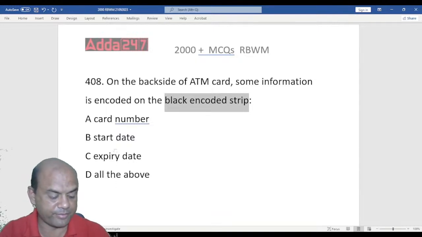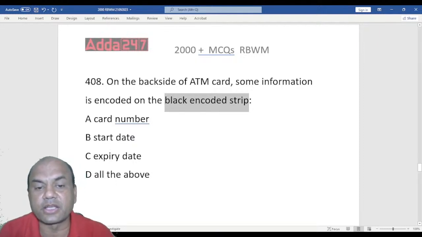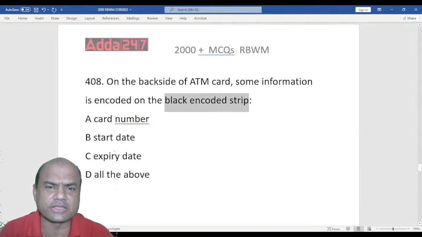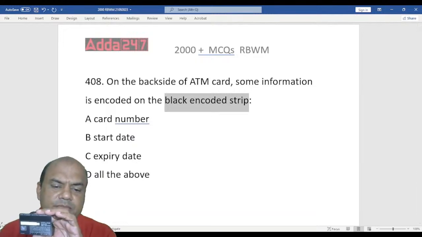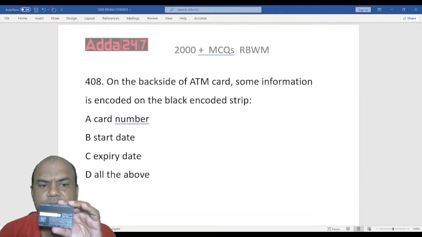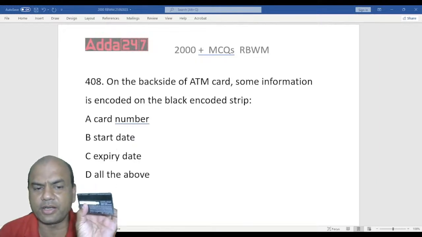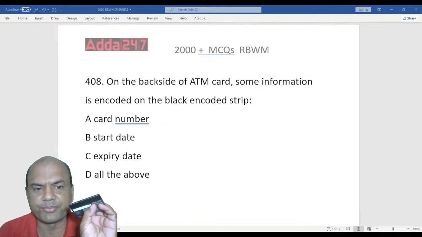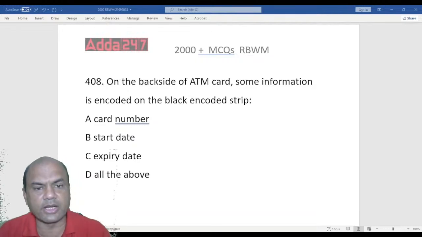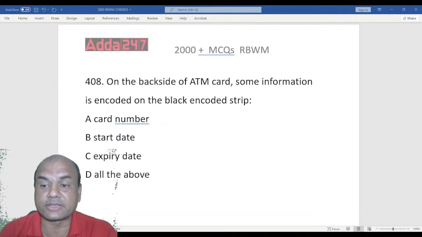Yes, backside. Some information in black. What is this black encoded strip? See this. This is a card, the card you guys are seeing now. This is the front side. This is the back side, right? So the question is about this back side. What are the details given over here on the back side of this card?